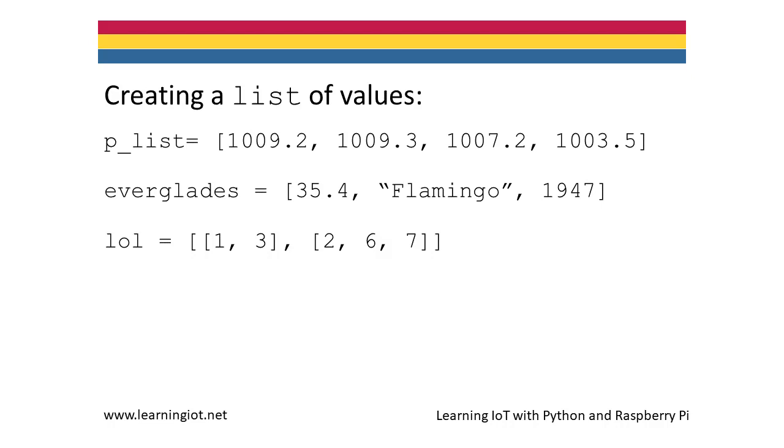In the second assignment statement, a list containing a float, a string, and an int is assigned to the variable everglades. In the third assignment statement, 2 lists compose a list assigned to the variable LOL. We won't discuss lists of lists any further in this video lecture.